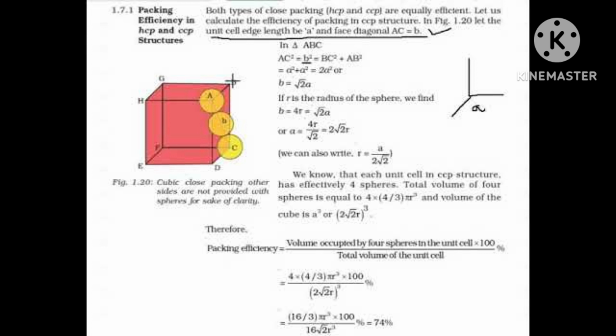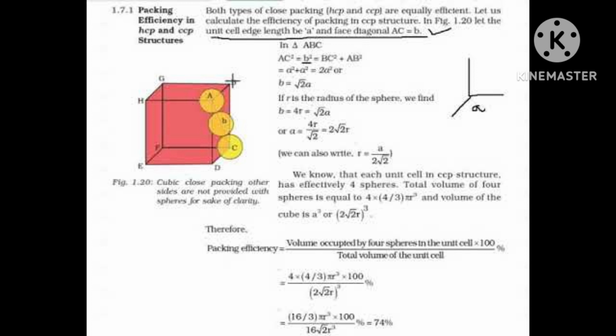But here you only have to understand the diagram. Just think of one cube. Here you consider one cube. In that cube 6 faces are there. Then consider only one face. And in that face, you consider that 3 atoms are placed diagonally.